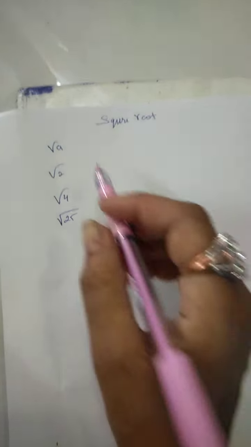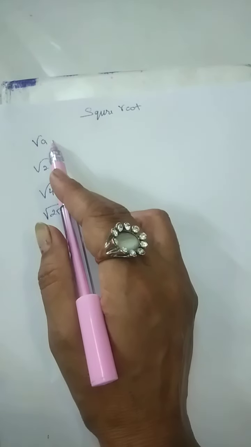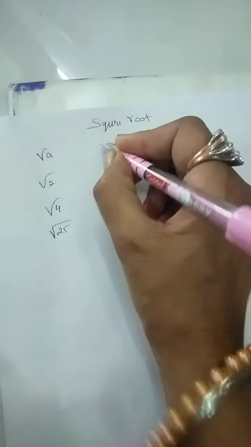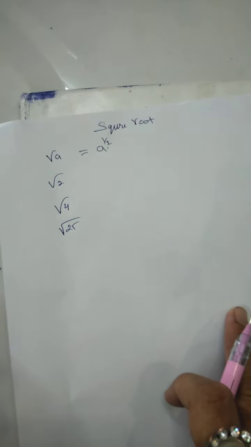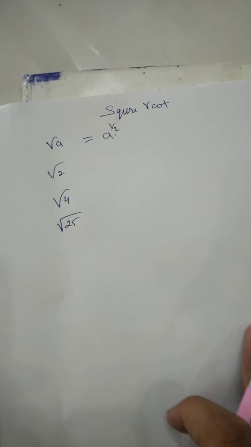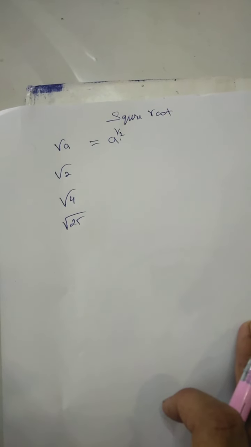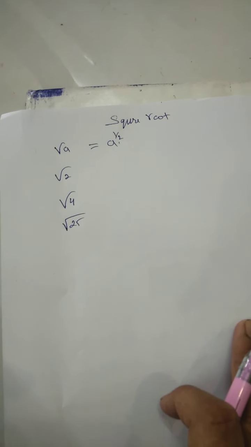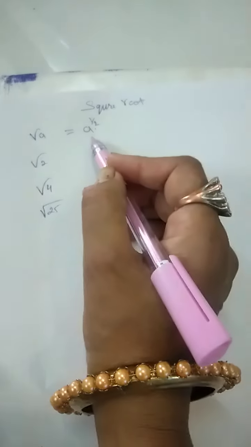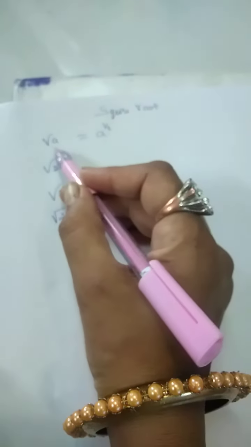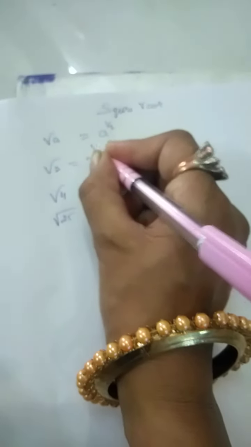If we write a root in exponent form, then root a, the exponent is 1 by 2. That means half. The exponent value is half. Okay, so we have to solve this. If we want to solve this, then we have to solve this. The root 2 means to keep power 1 by 2. So 4 to the power 1 by 2.